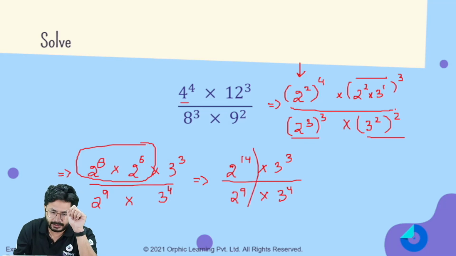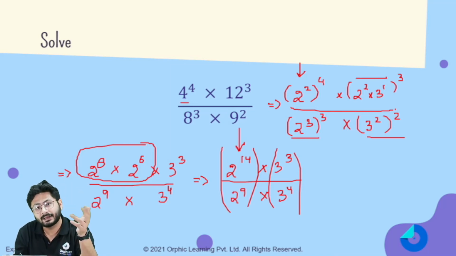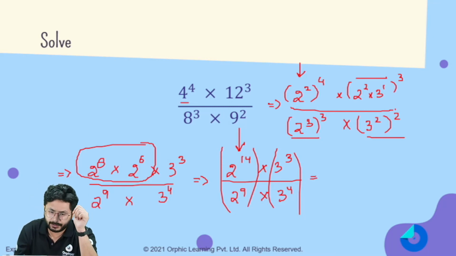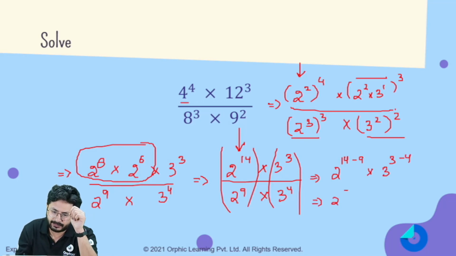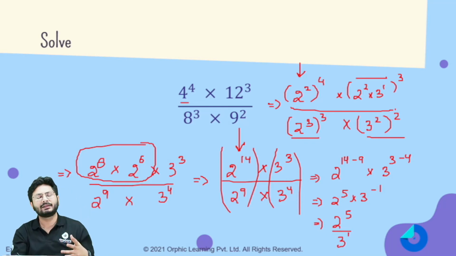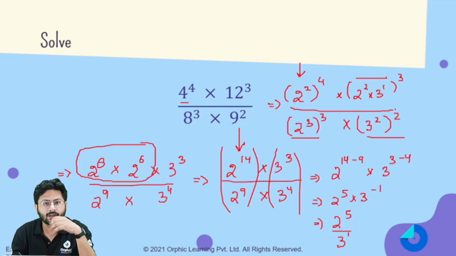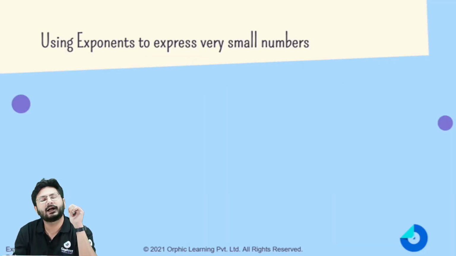Okay, now look at these separately. Bases are same, getting divided, so we'll subtract the exponents. So it will become 2 to the power 14 minus 9 into 3 to the power 3 minus 4. So 2 to the power 5 into 3 to the power minus 1. Now you can also write this in another form, 2 to the power 5 divided by 3 to the power 1. To remove the minus, we have done the reciprocal of the number.